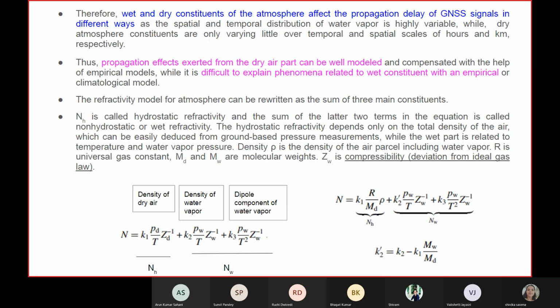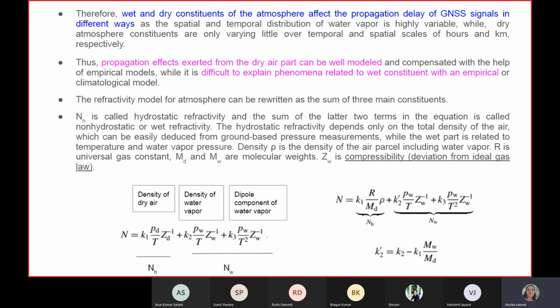The middle portion is due to the density variation of the water vapor. The third, last portion is due to the dipole component of the water vapor. If we combine the middle and the last portion, we get the wet refractivity, a very important term, also known as non-hydrostatic refractivity. So ultimately we divide the total refractivity into two portions: hydrostatic refractivity and non-hydrostatic, or wet, refractivity. One is due to the dry air components and the other due to the wet component, which is water vapor.